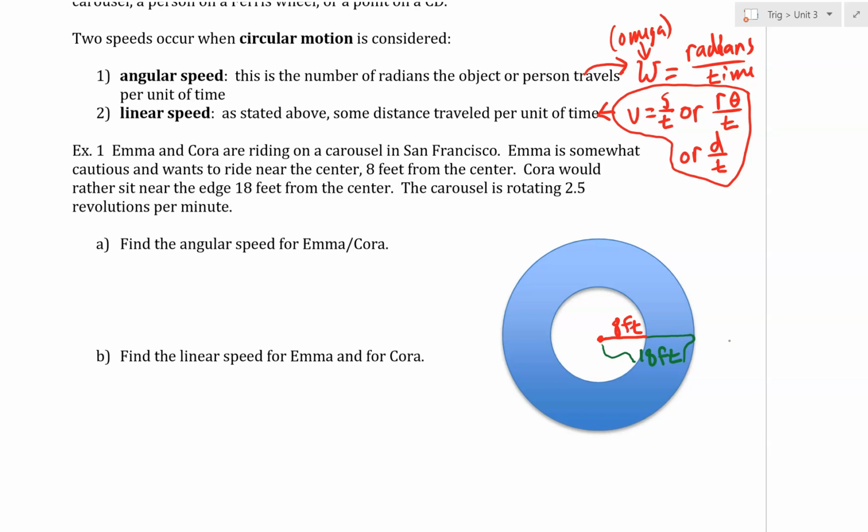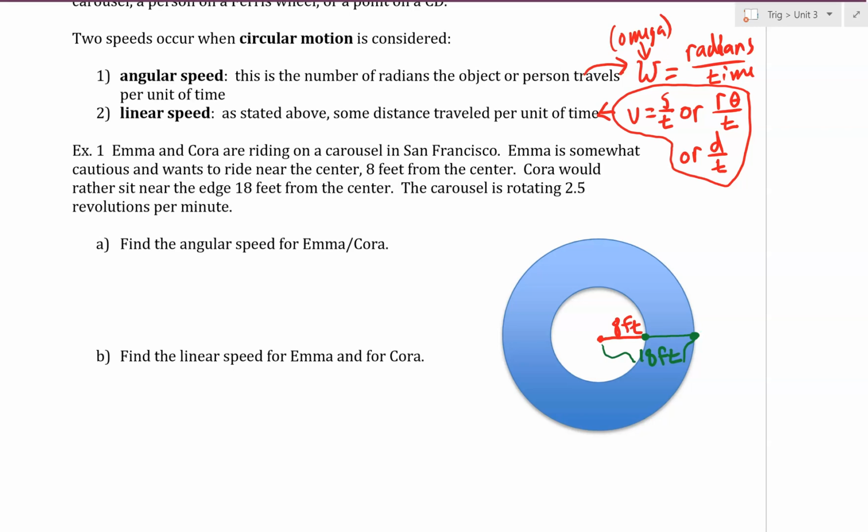The carousel is rotating at 2.5 revolutions per minute. They want you to find the angular speed for Cora and then the linear speed. Now, we have to think about this in terms of 2 different speeds and what the difference is. If we're talking angular speed, hopefully it makes sense to you guys. It doesn't matter if you're sitting at this 8-foot mark or at this 18-foot mark. In terms of angle measure, you are traveling the same distance around the circle.